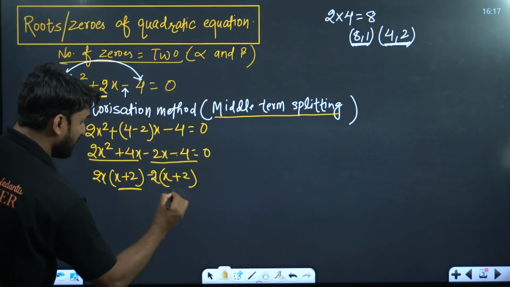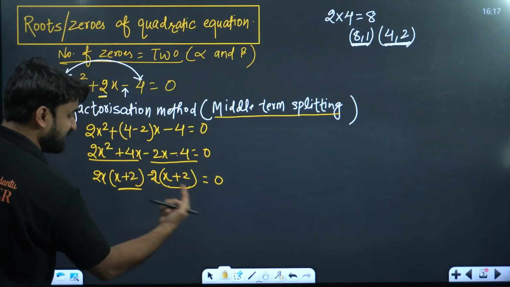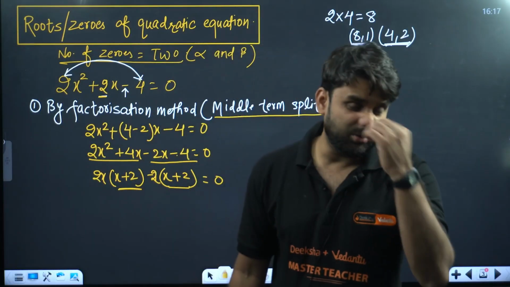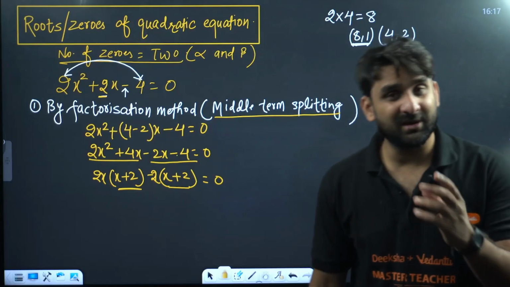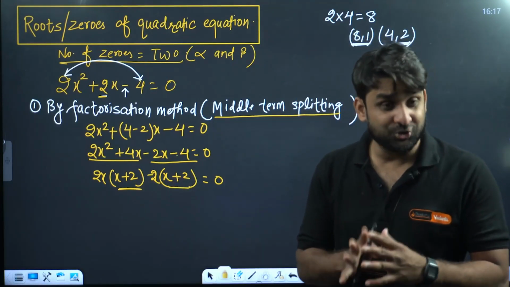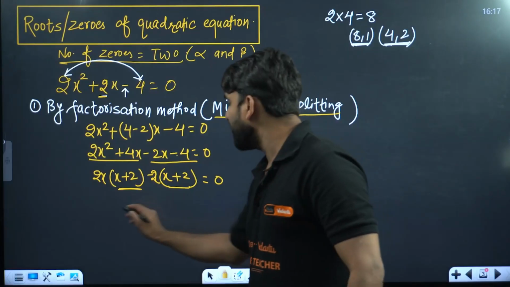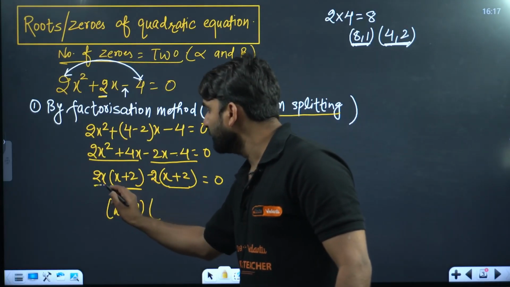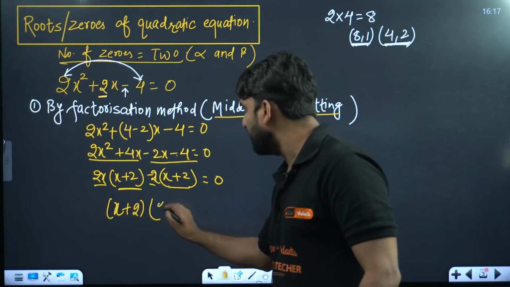These two brackets must be the same, my dear. If the brackets are different from each other, if they are not matching, it indicates you may be making a mistake in the calculation. So these two brackets should always be the same. Now, in these two brackets, take only one, and the values outside the bracket will be combined.